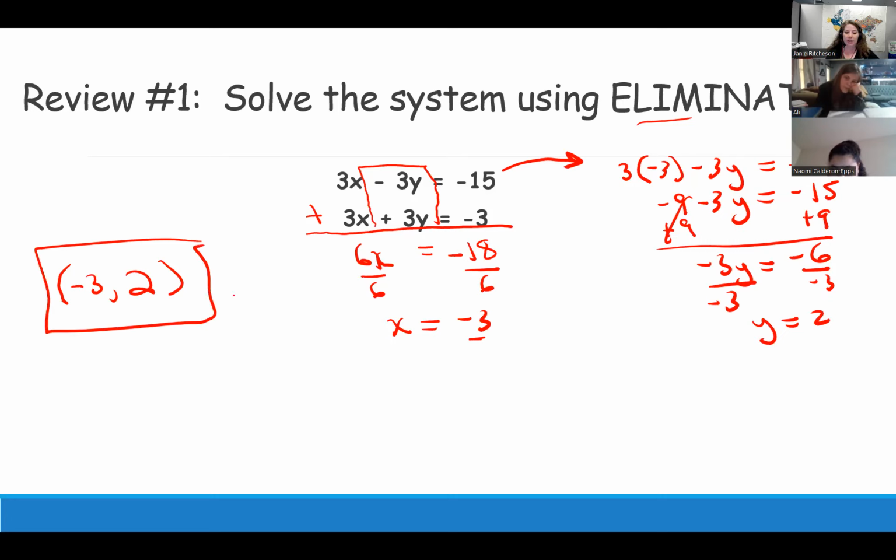If I really wanted to be smart and double check, I could take my solution, negative 3, 2, and plug it into either one of these equations to make sure I get a true statement. For example, 3 times negative 3 is negative 9, plus 3 times 2, which is 6, and I know for sure that that equals negative 3. So I know my answer is correct.